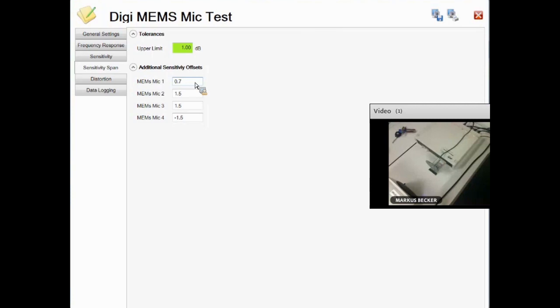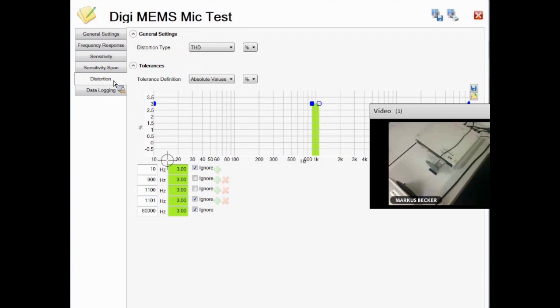So this is the compensation of the test setup imperfectness, if you want to say that. So these are the individual compensations that will in the end result in a very close, very small sensitivity span. Last but not least, here the distortion definition. I'm actually restricting myself to a distortion measurement at 1 kilohertz. You will see that in a minute.